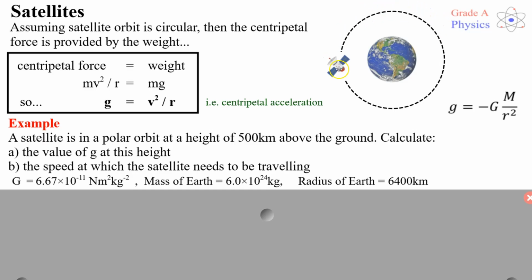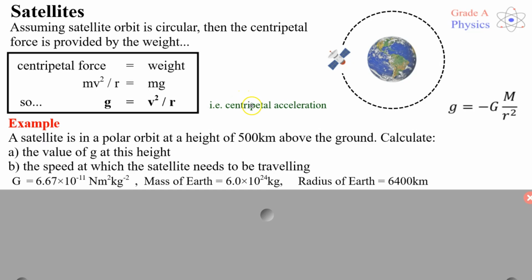Now we've already looked at circular motion and centripetal force. Now we know that centripetal force is just the name given to the resultant force towards the centre, which is provided by the weight. So if we have the weight mg providing the centripetal force mv squared over r, then we can get rid of the m, which is the mass of the object. We're not considering the mass of the planet here. And we can get an expression for g, which will be v squared over r.